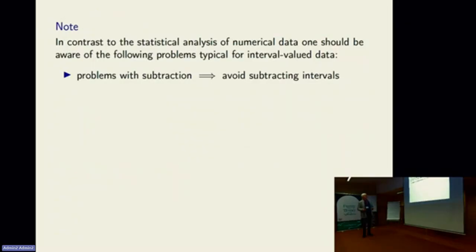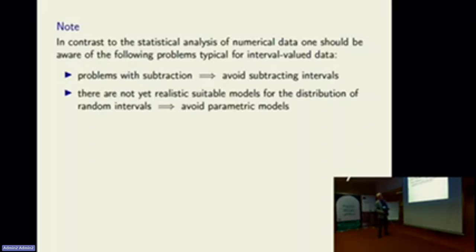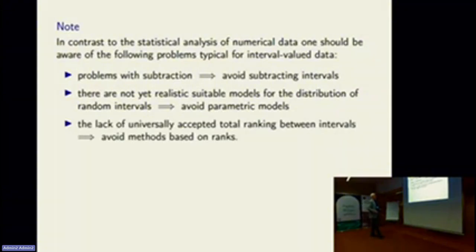Firstly, because of the problems with subtraction, we have to avoid subtracting intervals. As you remember, this first idea, I compared t, my x bar minus mu 0. So it's not this solution. Next, because there are no realistic suitable models for the distribution of random intervals, we have to avoid parametric models. So non-parametric, yeah, we prefer. But of course, in the non-parametric toolbox, rank methods are most popular, but I cannot use rank because of the lack of natural ranking.